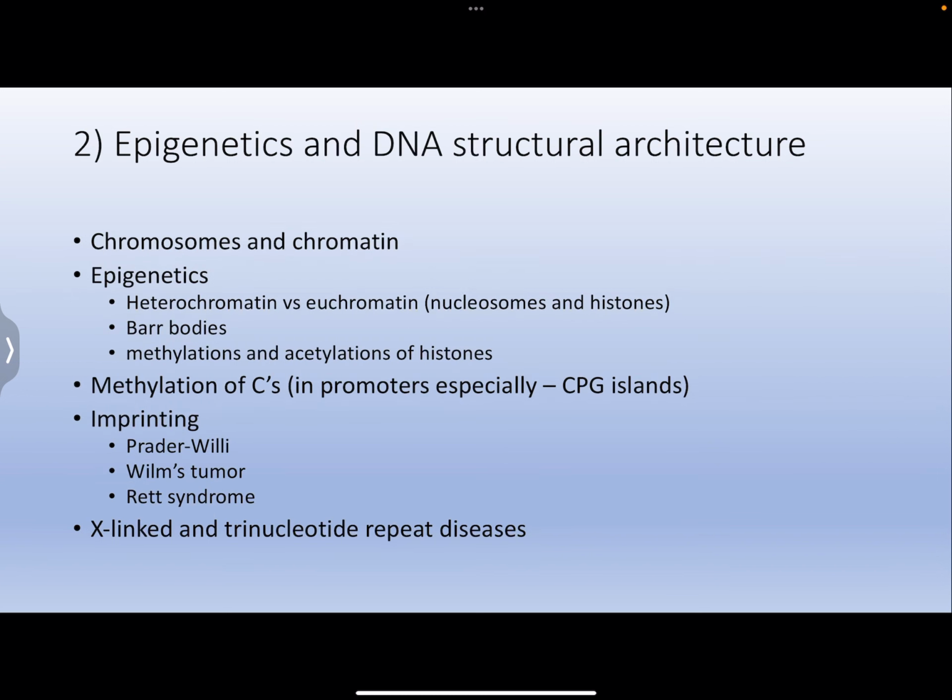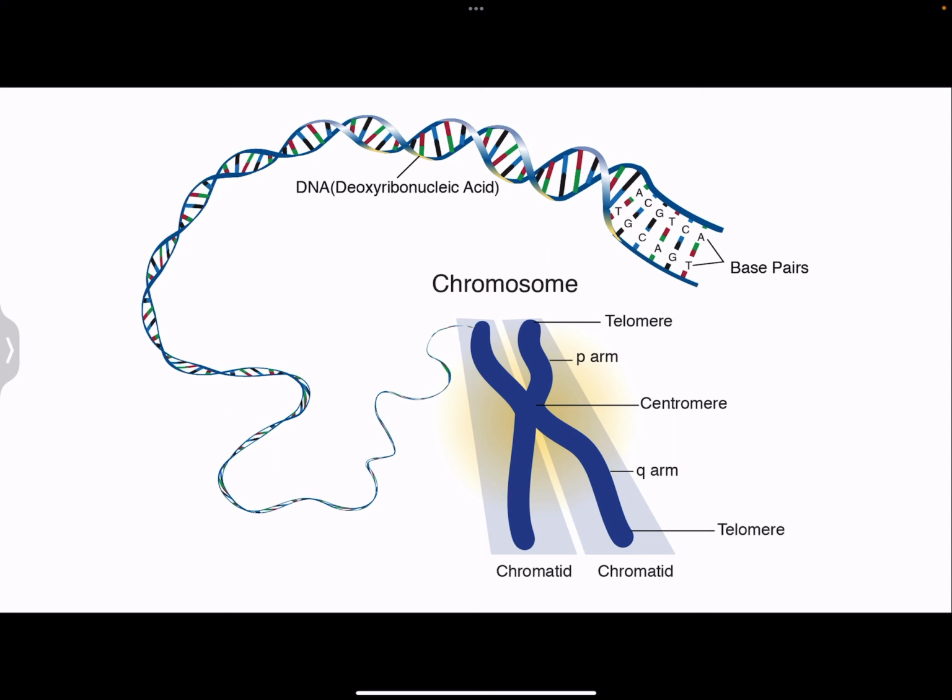This next section is focused mostly on epigenetics, so talking about modifications that we can make to the nuclear architecture to expose certain areas, making them more likely to be expressed, or to condense areas, making them more likely to be silenced. Looking specifically at heterochromatin and euchromatin, what Barr bodies are, how we can methylate and acetylate histones, not to be confused with the methylation of cytosines and what a CpG island is, and how all this plays a role in imprinting diseases. And then randomly, we're going to end it up with X-linked and trinucleotide repeat diseases, because I just didn't know exactly where else to throw all that.